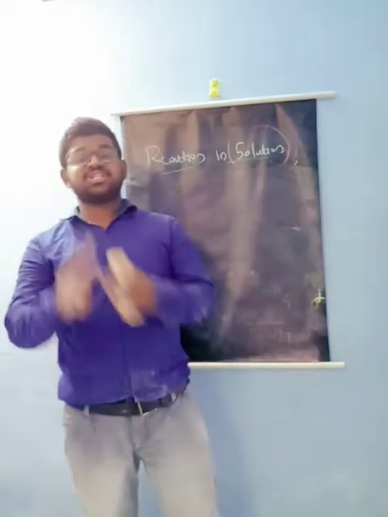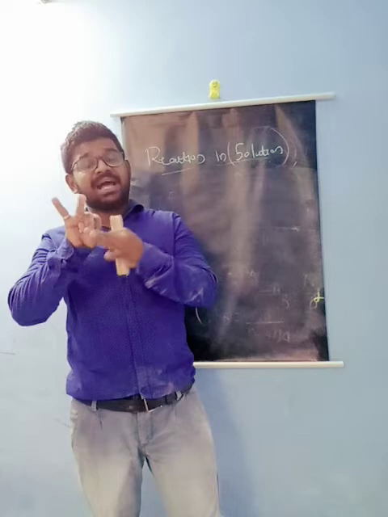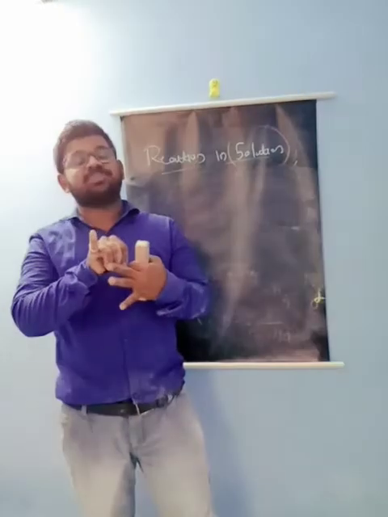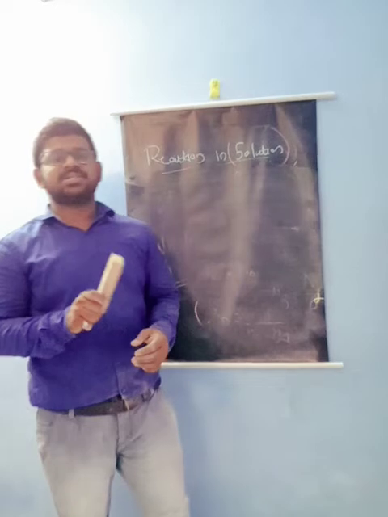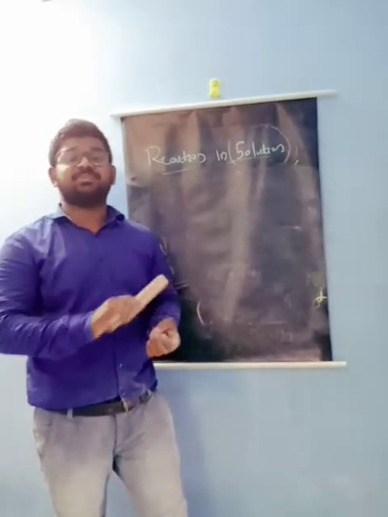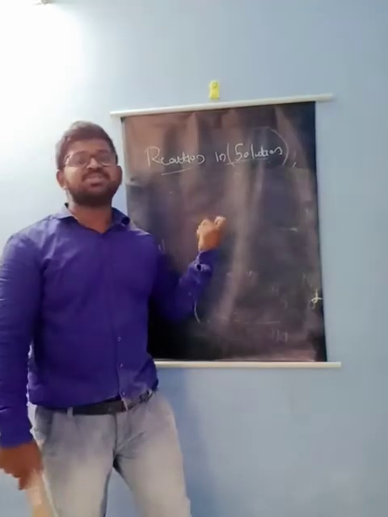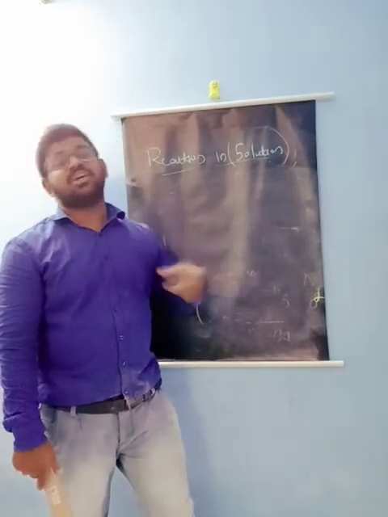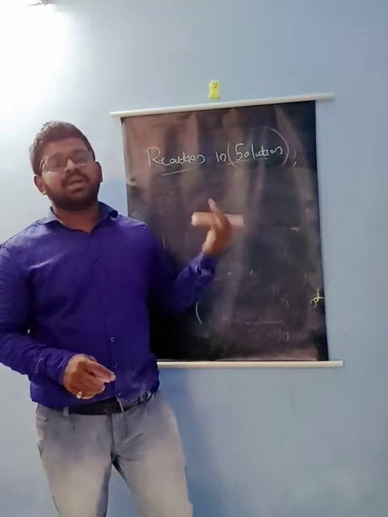The first one is mass percentage, the second is molarity, the third is molality, and the last one is mole fraction. What did we study first? Mass percentage. What is mass percentage? Mass percentage is the mass of solute divided by the mass of solution, multiplied by 100. By using mass percentage, we can calculate the percentage of a particular solute in a solution.